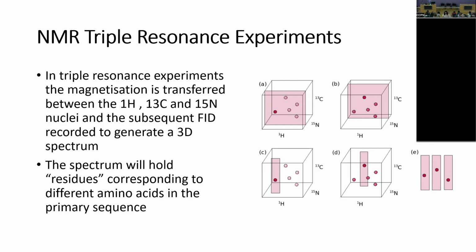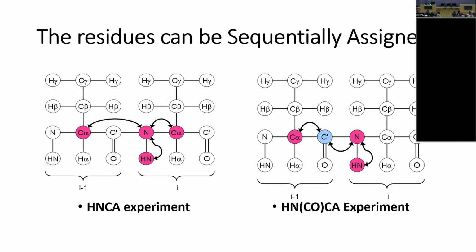On the right here, you can see an example of this three-dimensional spectrum on the hydrogen, nitrogen, and carbon axes, where the red dots would be the signals from the amino acids in the backbone. Usually they're separated into strips, which can then be sequentially connected. On the left here, you can see the HNCA experiment, where the experiments are named after the magnetization transfer. In the HNCA experiment, the magnetization goes from the hydrogen to a nitrogen and to the C alphas.